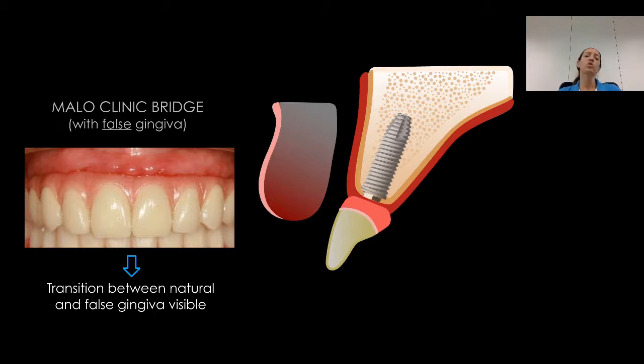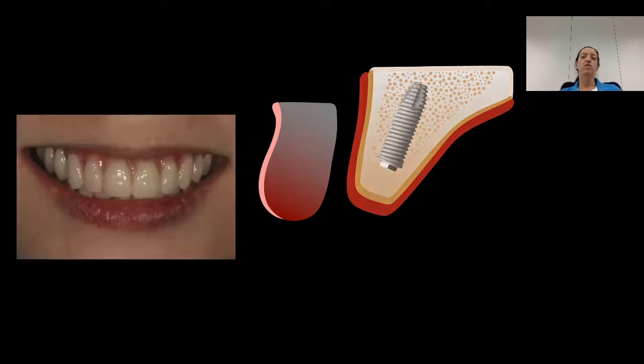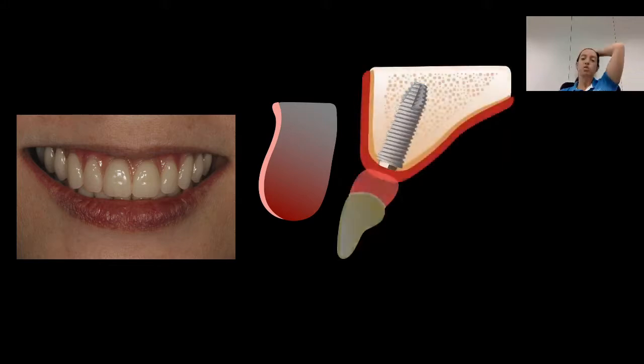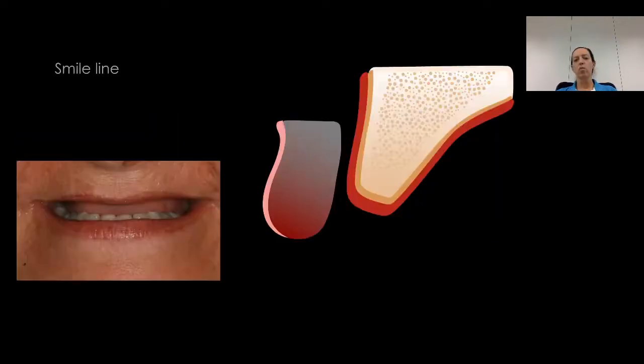So, what do I have to do? Well, if I have a patient with a high smile line, I have to reduce the bone. So by reducing the bone, I will place my implant higher, and when the patient smiles, we do not see the transition zone between the artificial and the natural gingiva of our patient. So when we compare one to the other, of course, we prefer to go with the monoclinic protocol.